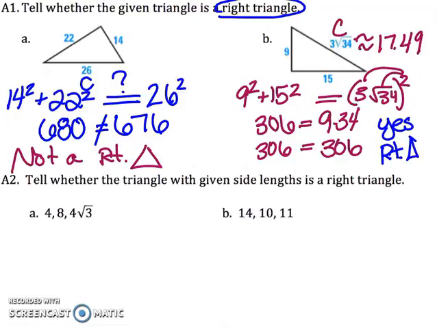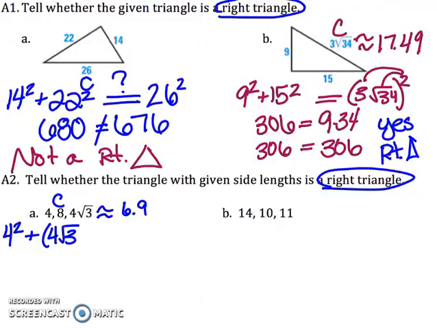Looking at example 2 now, tell whether the triangle with the given side lengths is a right triangle. So once again, it's a yes or no question. Well, I need to know what 4 square root 3 is, and I typed this into my calculator. That's approximately 6.9. So my longest length is the 8, so that would be my hypotenuse if this is a right triangle. Once again, I'm going to set up my Pythagorean theorem to see if it satisfies. So I have 4 square root 3 squared, and that should be, let's see if we're equal to 8 squared.